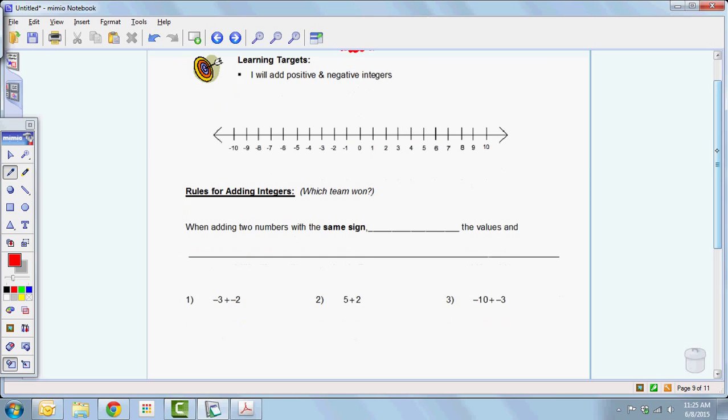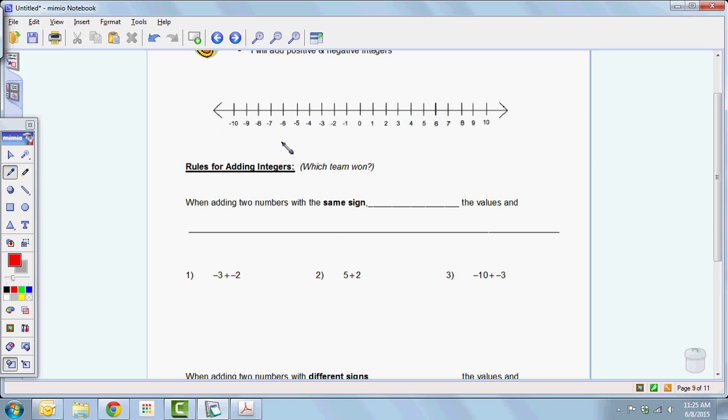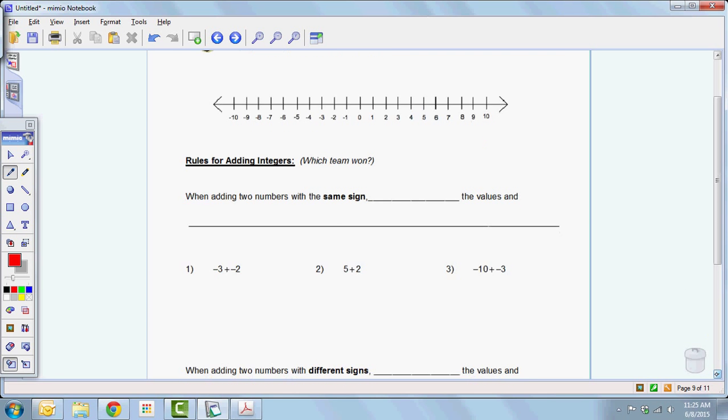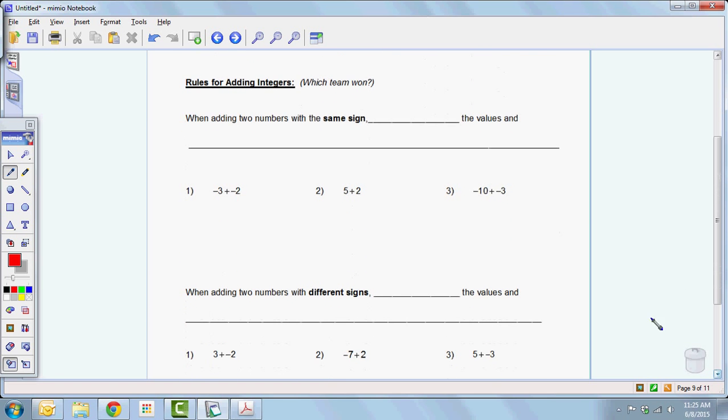So some people like to use a number line when we're adding and subtracting. This is here for you if you need it. I'm going to hopefully teach you some rules where you don't even need that at all. But if you do need it, it's there for you. So let's jump into some rules here. So what are our rules for adding positive and negative integers? We're going to come back to this in a minute.